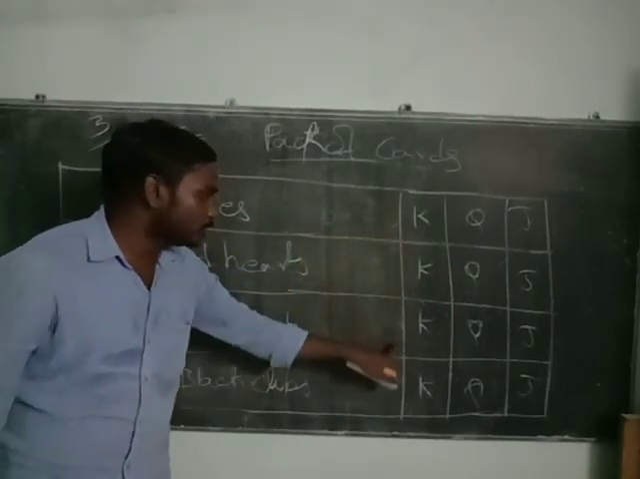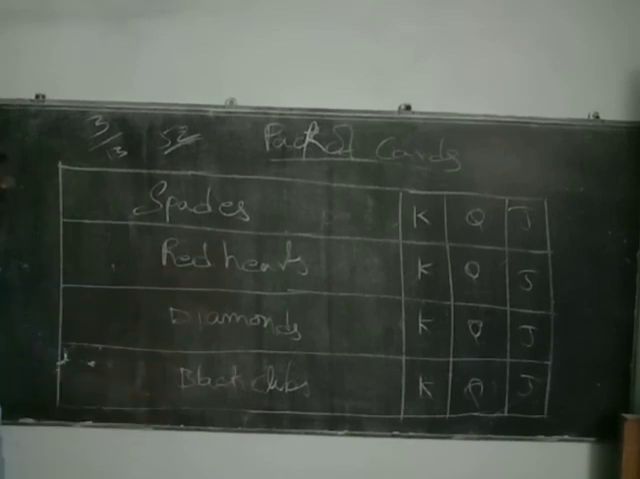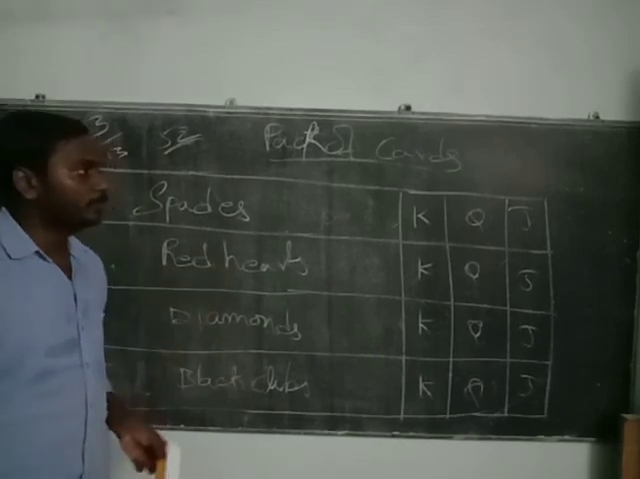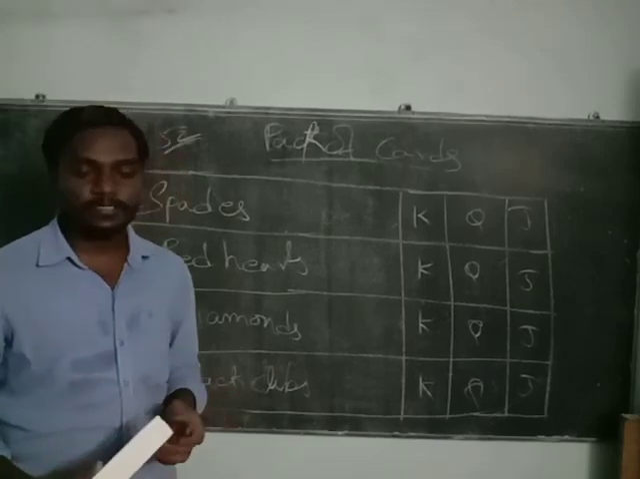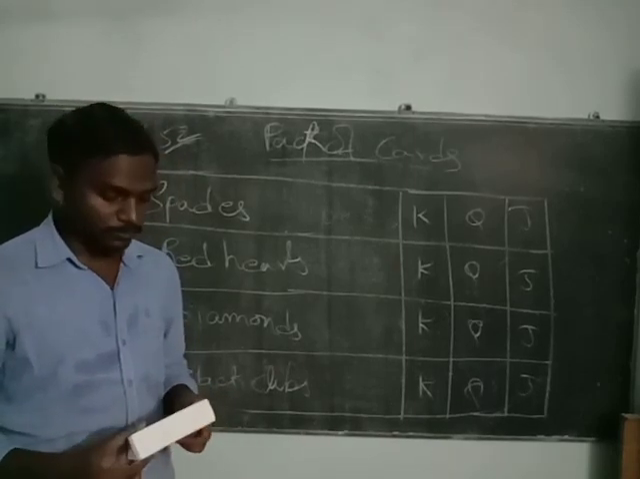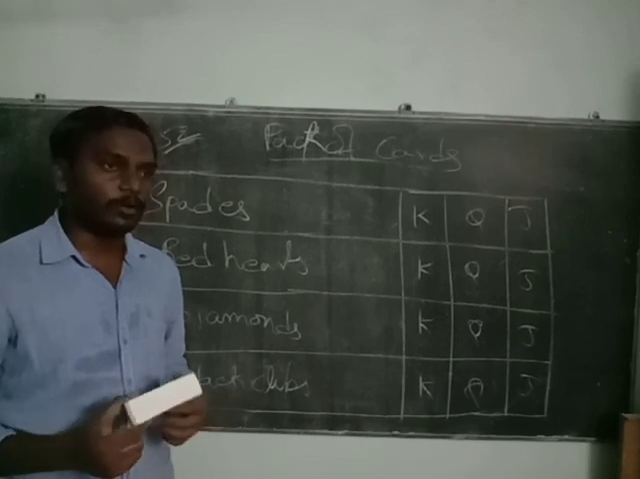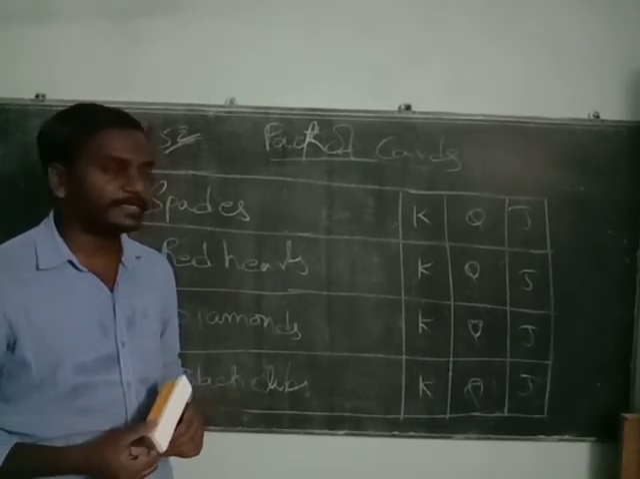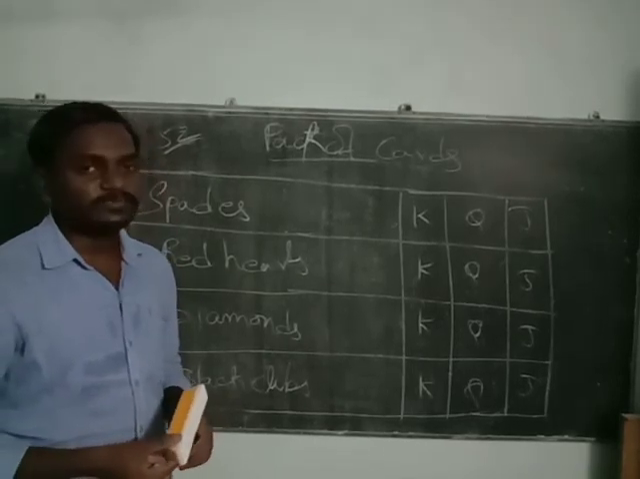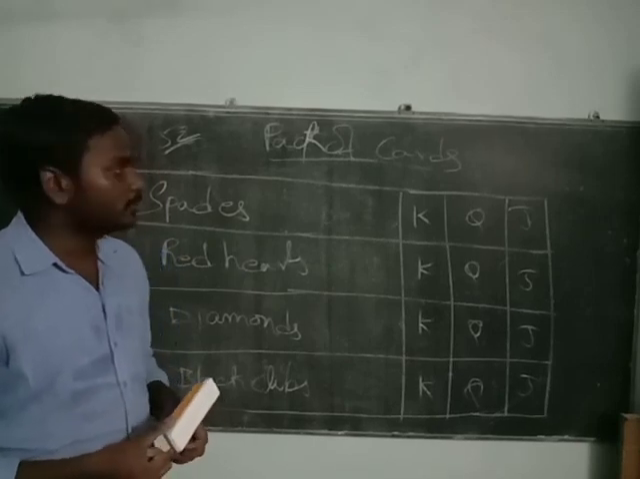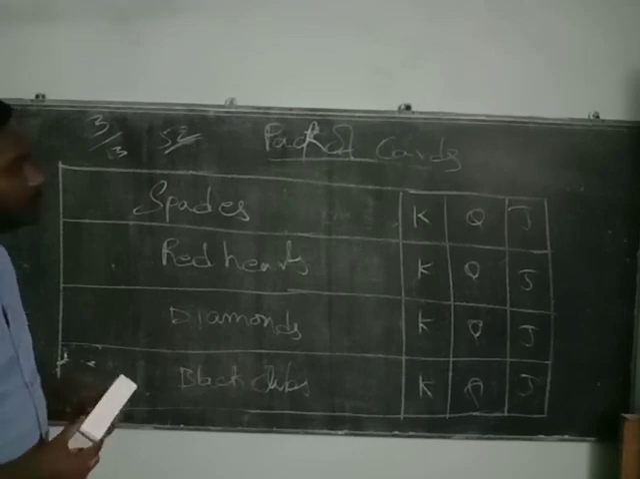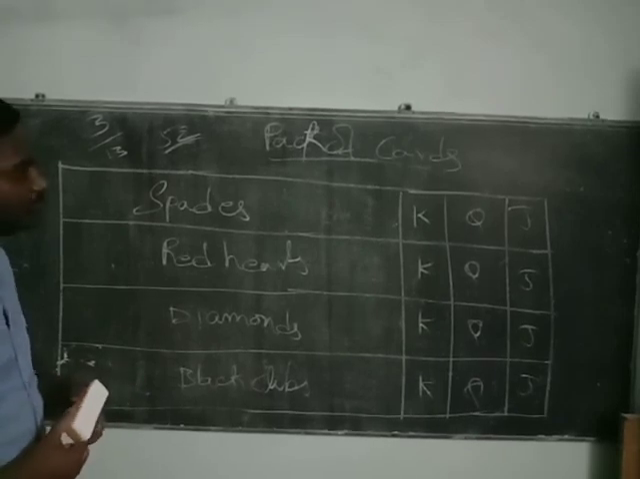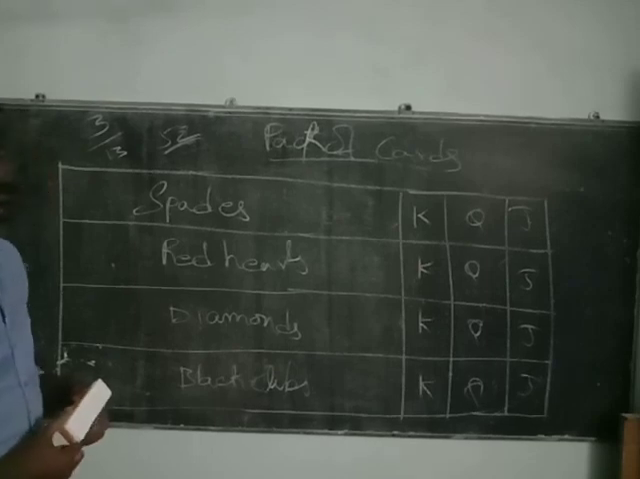So similarly, for any type of spades, red hearts, diamonds, or black cards, you have to remember this pack of cards and also dice and also the coin. In most government examinations or in your public examinations, probability is a very important concept. Now just remember this pack of cards and the probability concepts for your exam.